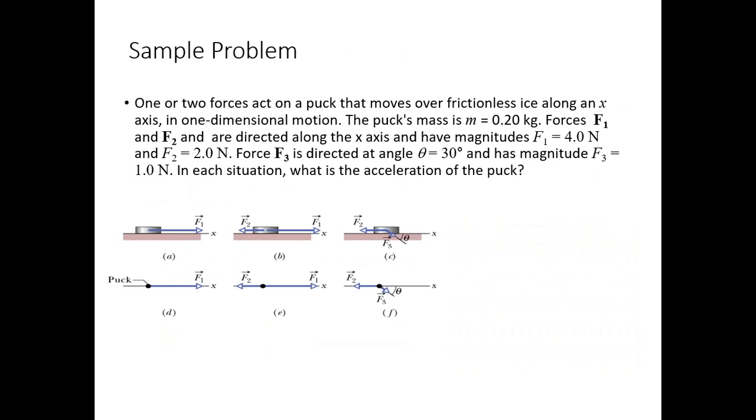So, one or two forces act on a puck that moves over frictionless ice along the x-axis in one-dimensional motion. The puck's mass m is equal to 0.20 kg. Forces F1 and F2 are directed along the x-axis and have magnitudes F1 equal to 4.0 newtons and F2 equal to 2.0 newtons, and the force F3 is directed at an angle theta equal to 30 degrees and has a magnitude of F3 equal to 1.0 newton. In each situation, what is the acceleration of the puck?